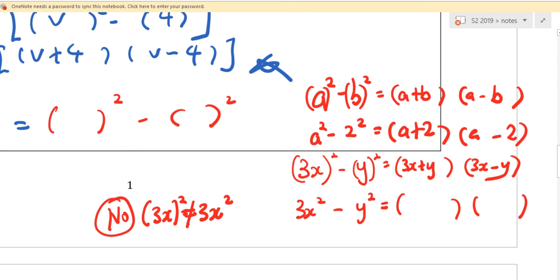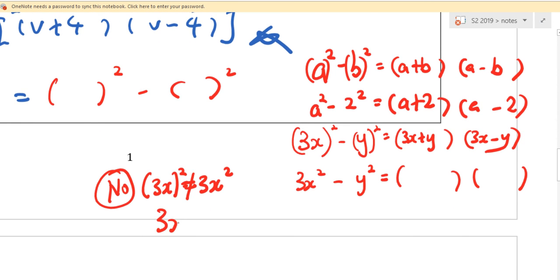Can you write this? Is everyone writing? If you agree with this, then my question is, what is 3x squared? 3x times 3x, which is equal to 9x squared. So that is why it's different.